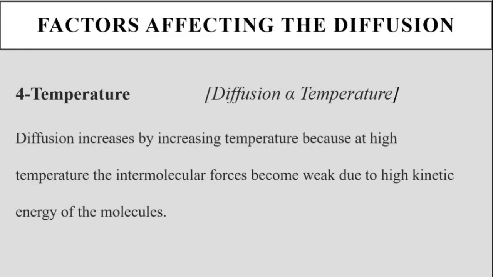The fourth point is also very important. What is temperature? Now we are seeing the question, what is temperature? Temperature is basically the heat that we are providing. The degree of hotness or coolness is called temperature. Now the question is, what is the relationship between temperature and diffusion? The link between diffusion and temperature is that both are directly proportional to each other.